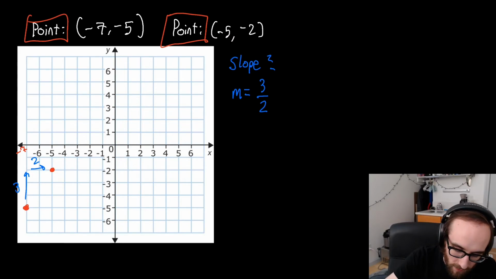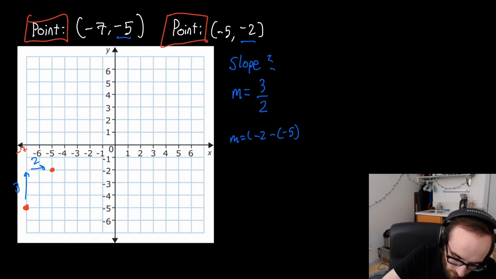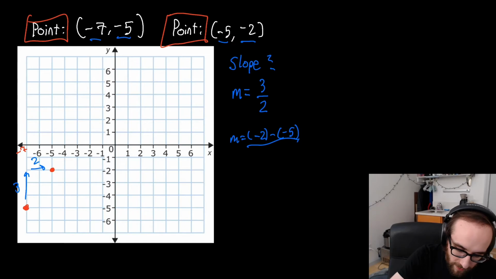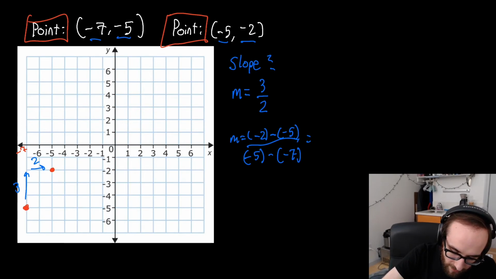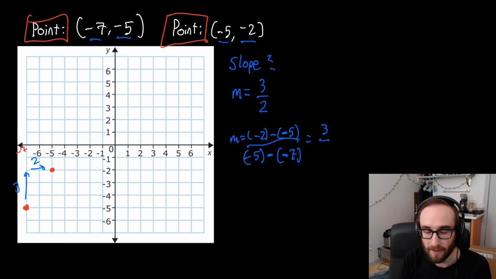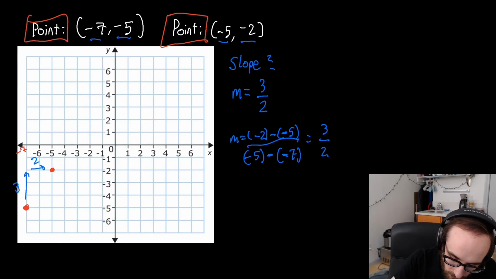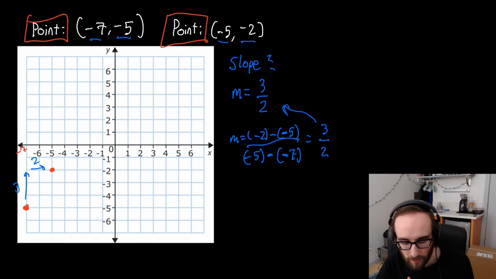We could also use our slope equation, where m is equal to, we subtract the y values, so -2 minus -5, divided by -5 minus -7. Again, just making sure we use parentheses with our negatives. So -2, if we subtract a negative, we're adding a positive, so we're adding 5. -2 plus 5 is 3. Here, -5 minus -7. If we subtract a negative, we add 7. So -5 plus 7 is 2. So we end up with that same slope, 3/2.